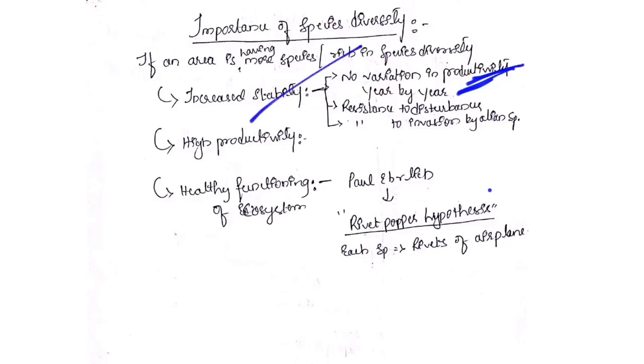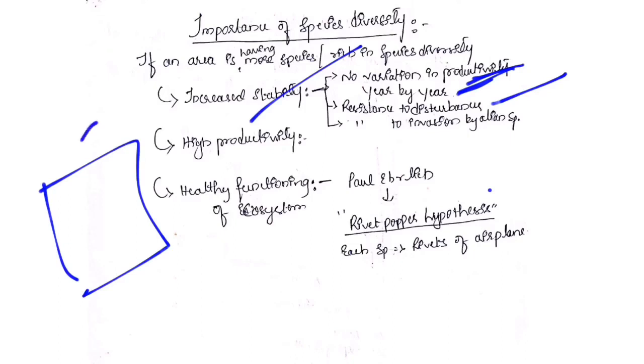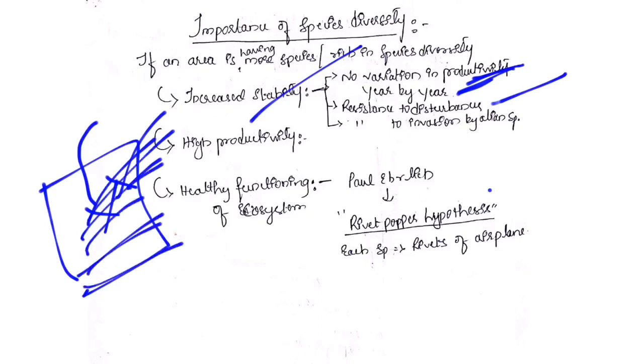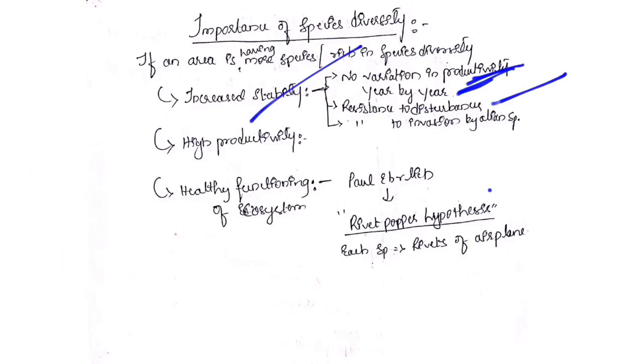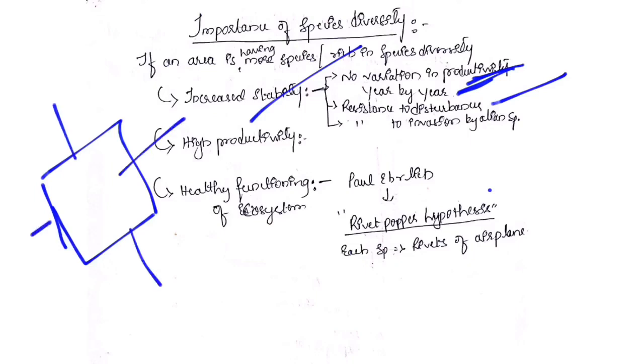First one is no variation in the productivity year by year. Resistance to disturbances caused naturally and also by humans. If a sudden heavy rain happens, the habitat should not undergo destruction. If a heavy wind blows, the habitat should not undergo destruction. If an earthquake takes place in very light magnitudes, there should not be very much disturbance. The habitat should recover all that very speedily.